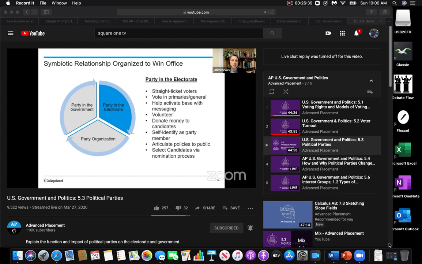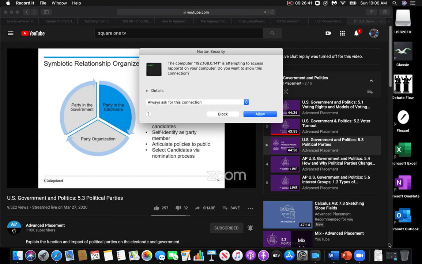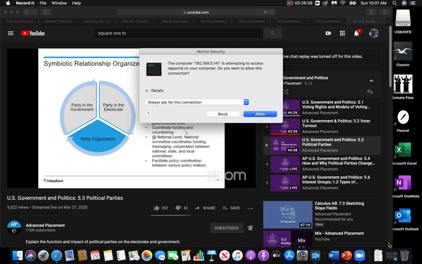Voting in primaries and general elections, helping to activate the base with messaging, volunteering, donating money to candidates, self-identifying, just saying, "Hey, I'm a Republican" or "I'm a Democrat." The very act of that is going to help the party and the electorate. Articulating policies to the public and then selecting candidates via the nomination process.